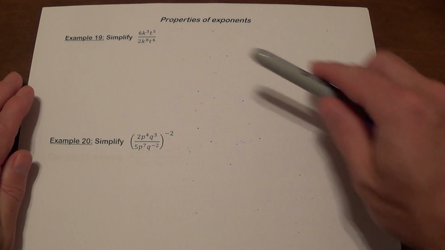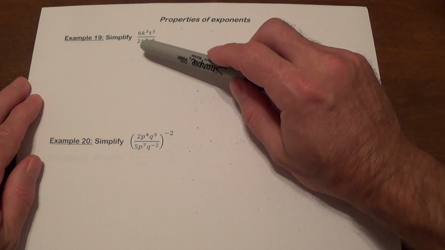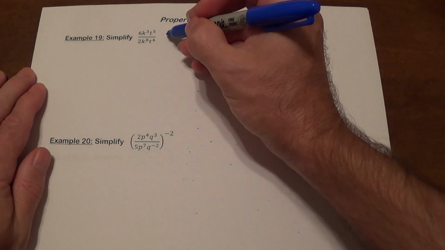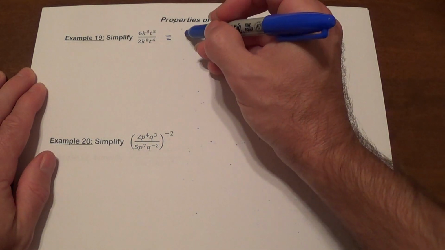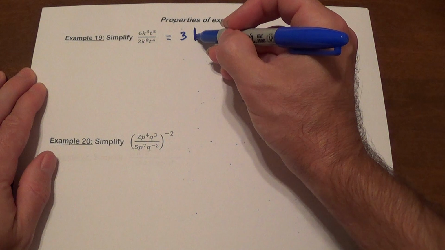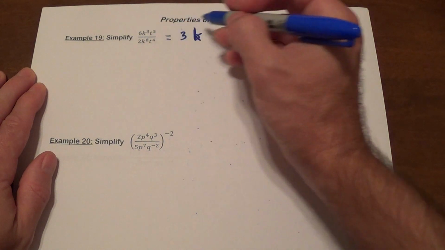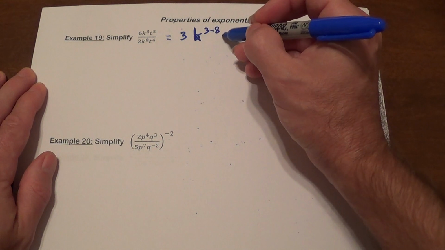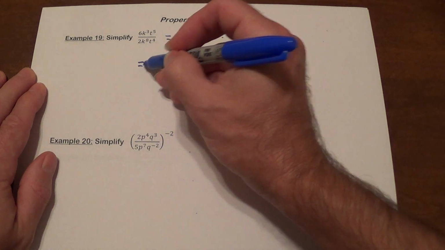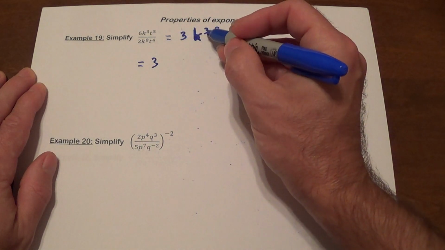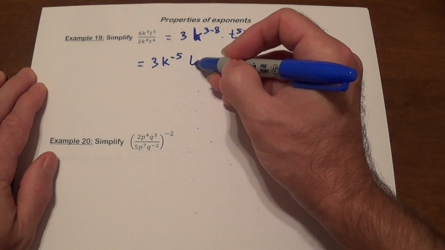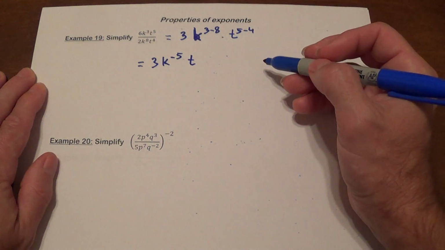This problem, so we have 6k to the cube t to the fifth divided by 2k to the 8th t to the 4th. First thing we're going to do, we're going to simplify what we can. So 6 over 2 is going to give you 3. It's going to be k to the power of one exponent minus the other, so 3 minus 8, times t to the power of 5 minus 4. So what are we going to get here? This is 3 times k to the power of 3 minus 8 gives you negative 5. And then t to the power of 5 minus 4 is t to the first, or simply t.